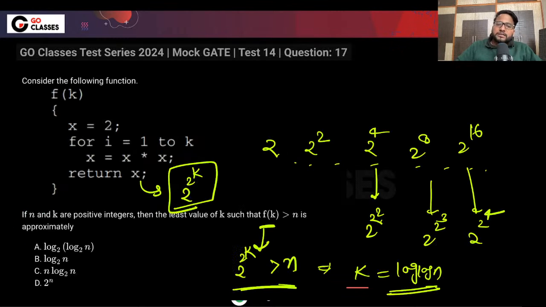So what they are saying is, what is the value of k such that fk is greater than n? You might have got confused about what it is asking. Basically, fk is nothing but 2 power 2 power k. If 2 power 2 power k has to be greater than n, then k has to be at least log n, right? At least log n. Understood?